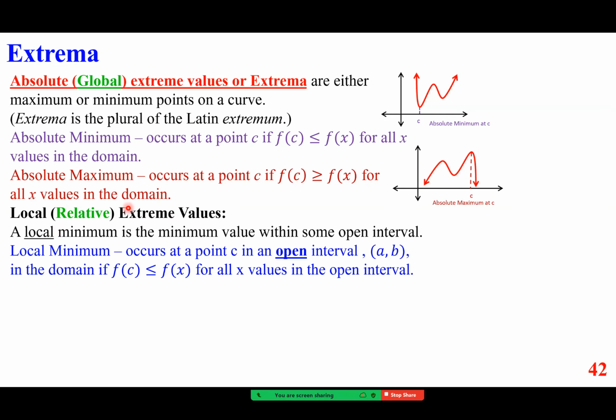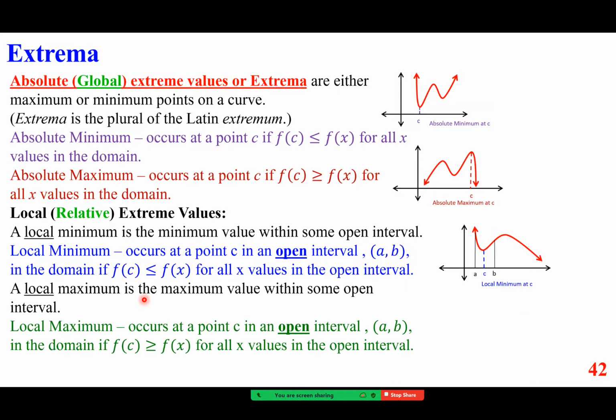A local or relative minimum is the minimum value within some open interval. A local minimum occurs at a point c in an open interval (a, b) in the domain if f(c) is less than or equal to f(x) for all x values in the open interval. So as you can see, this is a local min, this is a local max. A local max is the maximum value within some open interval. A local maximum occurs at the point c in an open interval (a, b) in the domain if f(c) is larger than or equal to f(x) for all x values in the open interval. And again, local min, local max.